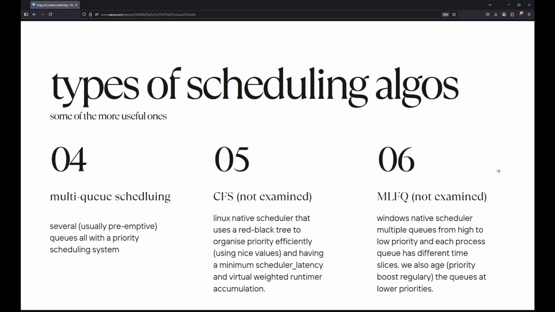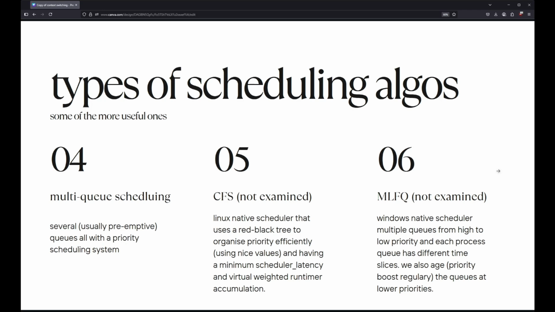Okay, so multi-queue scheduling. You have several, usually preemptive queues, all with a priority scheduling system. So you have many of these queues, and all of these queues are ordered in priority order. And so you're able to choose the highest priority process from each of these. And these queues can be category specific. Like we were going back to before, job queues, device queues, things like that, right?